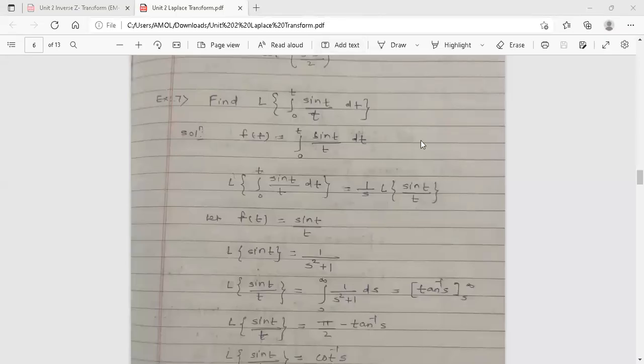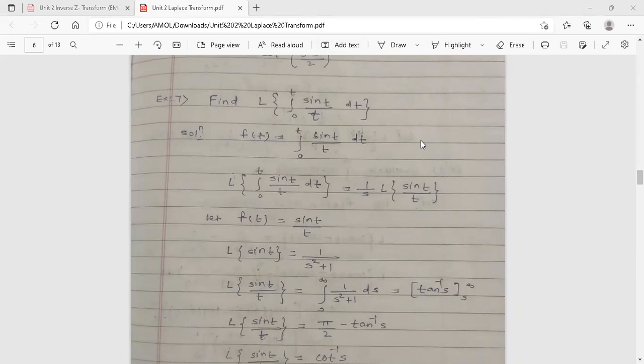Hello dear students, this is your engineering mathematics 3 lecture. Today's topic is Laplace transform. In the last lecture also we have discussed Laplace transform of some standard functions and properties of Laplace transform. Also we have discussed a few examples on Laplace transform. Here in this lecture also we are going to discuss a few examples of Laplace transform.